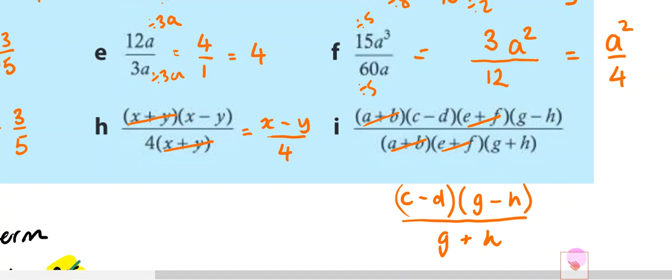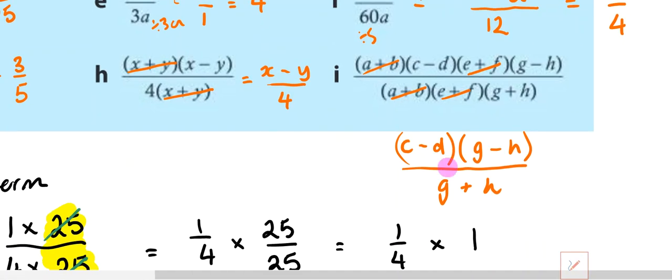But of course, there is another thing we can do here, isn't there? We can now go, well, that g cancels with that g, and that h cancels with that h, so it becomes c minus d, because I can just ignore that negative sign.